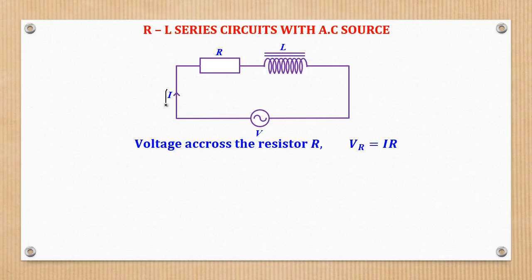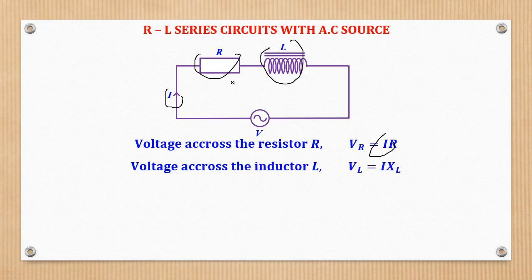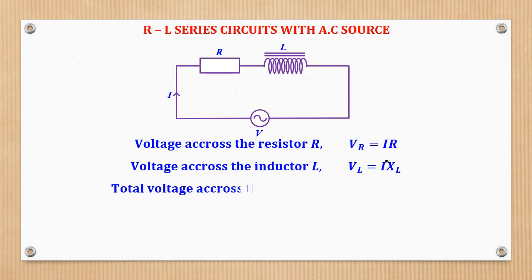So when we know the current, the voltage PD across the resistor will be IR. If we know the inductive reactance of this inductor, then the PD across the inductor will be I times XL, where XL is the inductive reactance. Then the total voltage will be IZ.